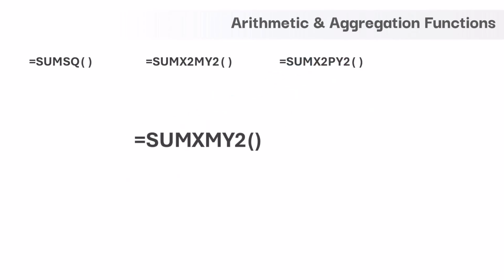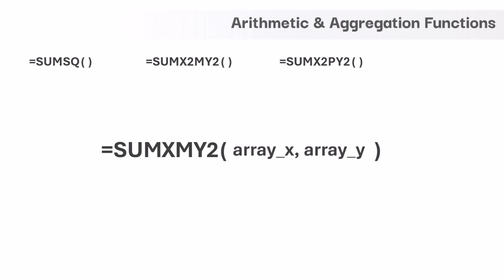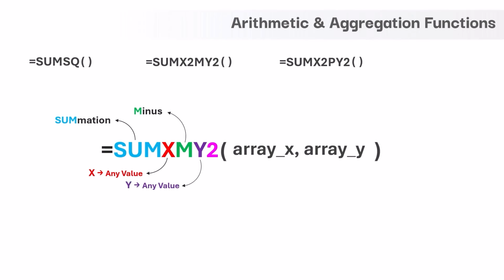The last function is SUMXMY2 and this function name has five different elements. First is the name sum, which stands for summation. The second is letter x, which represents any numerical value. Next is the letter m, which stands for minus. Then comes the letter y, which represents any numerical value. The last is the number 2 and it actually represents the square of a number.